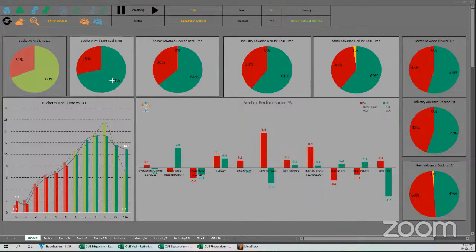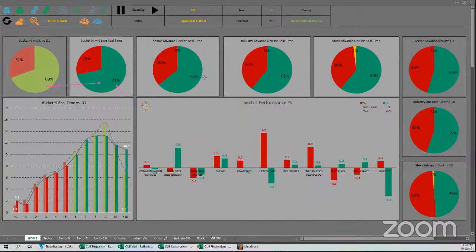From the bucket analysis pie chart, we know that the market is bullish. 71% of S&P 500 stocks are above the midline, the mid Bollinger Band, and yesterday it was 69%. So it is a small change up.